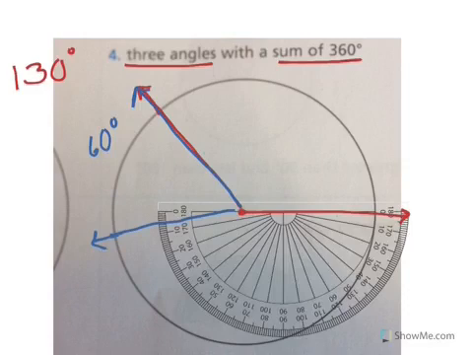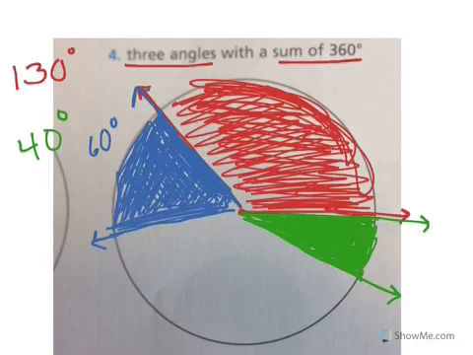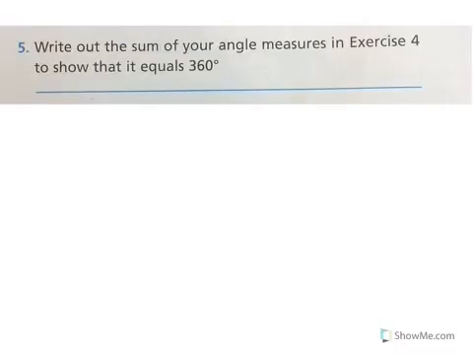And we'll do a 40 degree on this side. I'll use green. 40 degrees. Okay, then I could shade each of them in. Okay, I can make that neater. Okay, so that's what it would look like shaded in. So, 3 angles with a sum of 360. I have my 130 degree angle, my 40 degree angle, and my 60 degree angle.